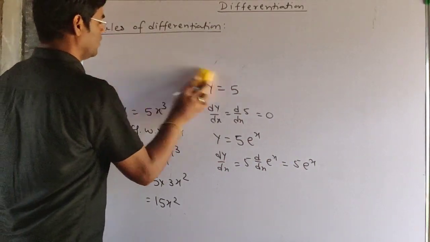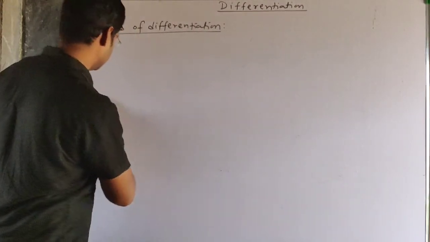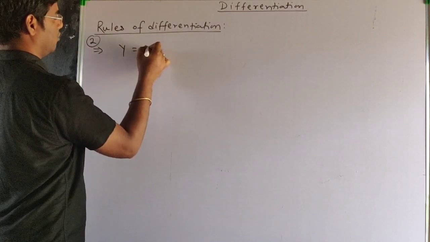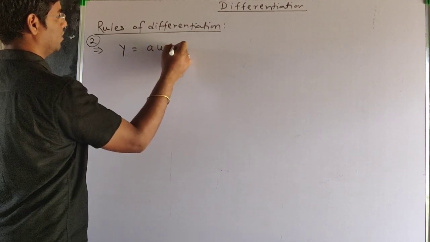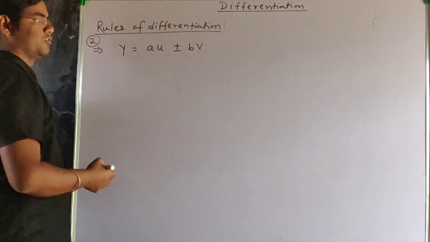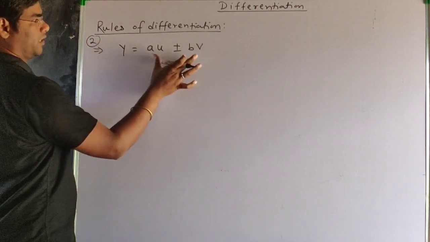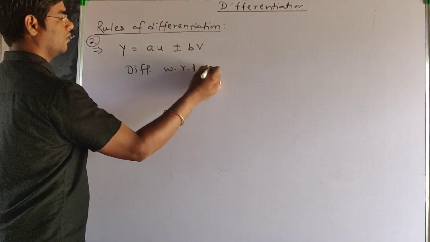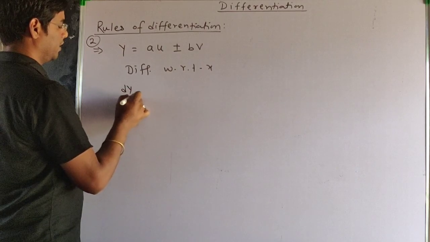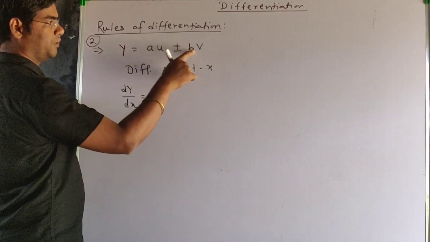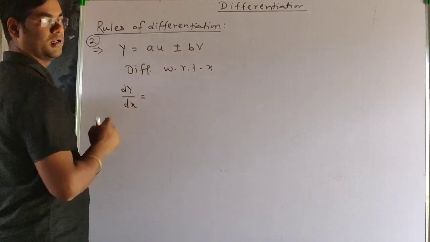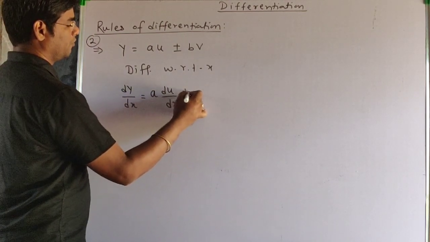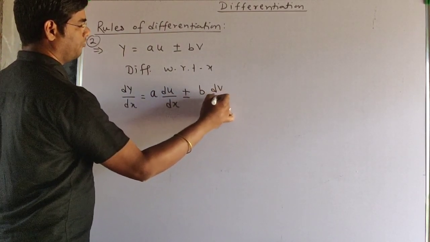Now second rule is sum or difference rule. Suppose we have the term, second rule, sum or difference rule, a into u plus or minus b into v, or plus or minus any 2 or 3 terms. Here we are taking 2 terms as examples. Now differentiating with respect to x. If we have plus minus term, then write down d by dx with all the terms. Here a and b we are taking as constant and u and v are the variable. So taking constant common and differentiating u plus or minus b derivative of v.